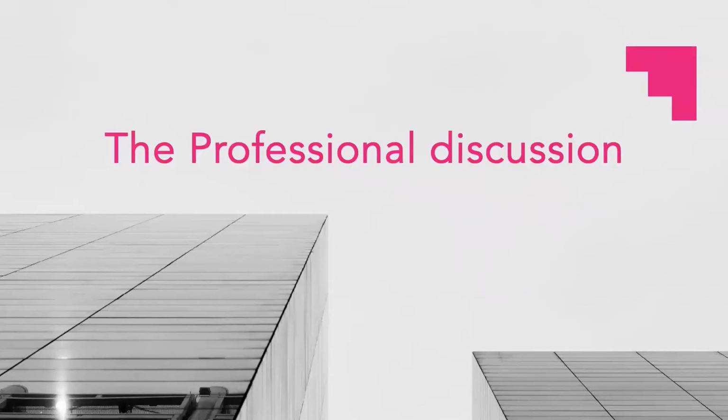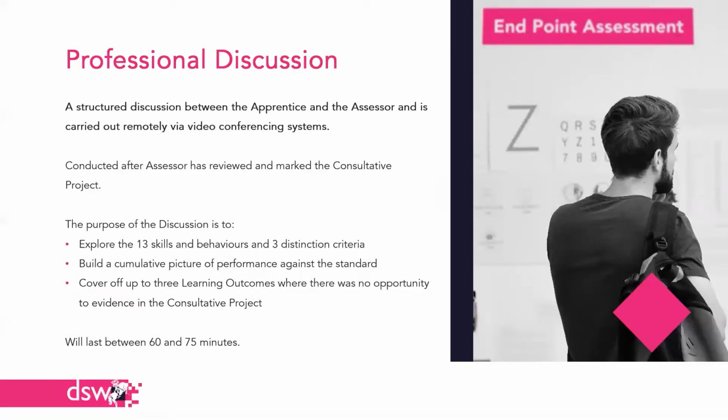I will now take a look at the professional discussion. So the professional discussion is a structured discussion between the apprentice and the endpoint assessor, and this is carried out remotely by video conferencing systems, so this may be Zoom or WebEx. It's conducted after the endpoint assessor has reviewed and marked the consultative project. The purpose of the discussion is to explore the 13 skills and behaviours and the 3 distinction criteria, to build a cumulative picture of performance against the standard, and to cover off up to 3 learning outcomes where there's no opportunity to evidence this within the consultative project. And the professional discussion will last between 60 and 75 minutes.